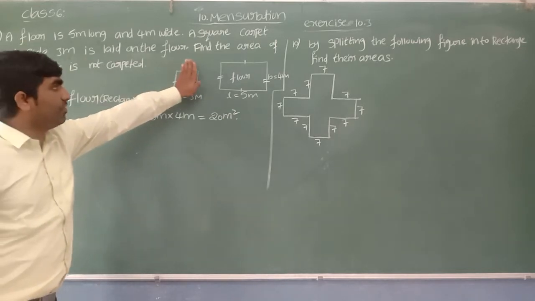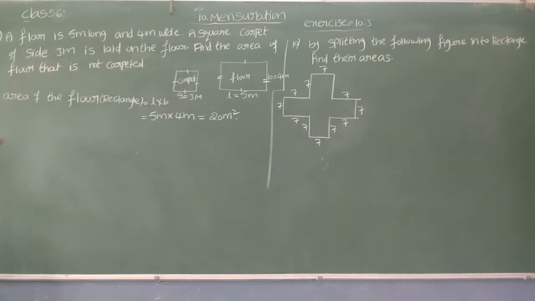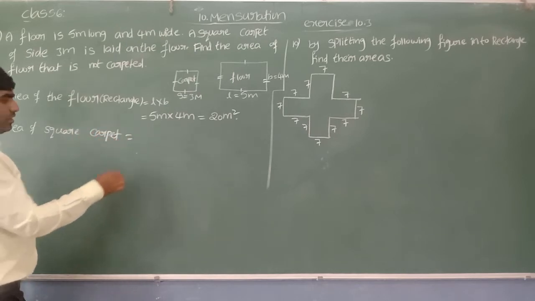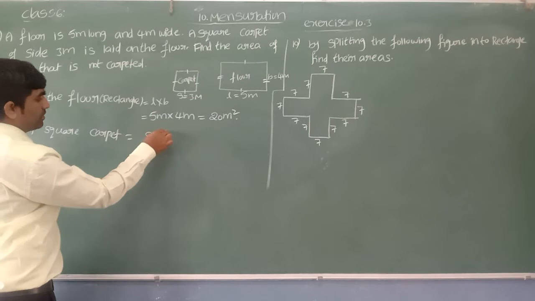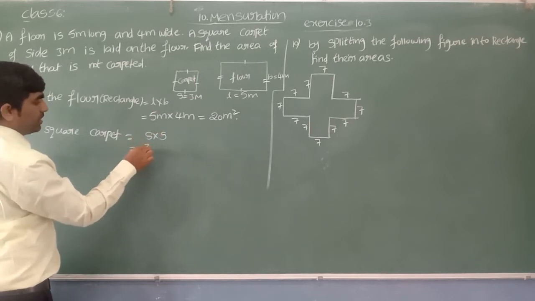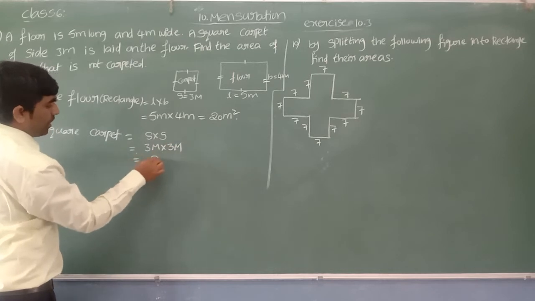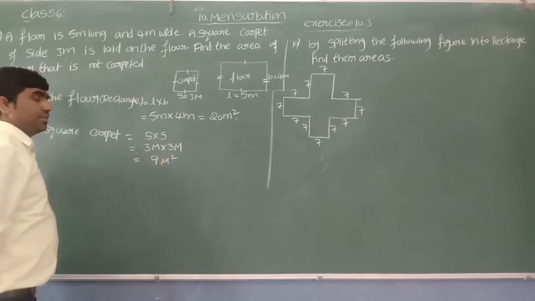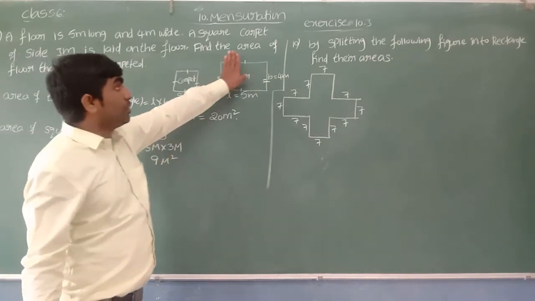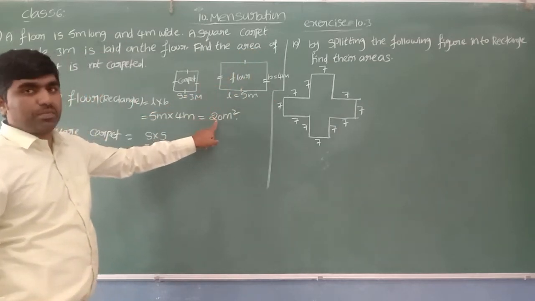Then you find the area of the square carpet. Yes, let me find out the area of the square carpet is equal to, what is the area of a square? Side into side, which is 3 meters into 3 meters. 3 3s are 9 square meters. Actually the total area is 20 square meters.